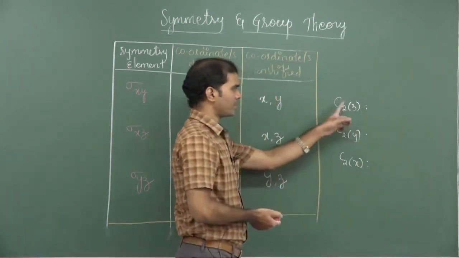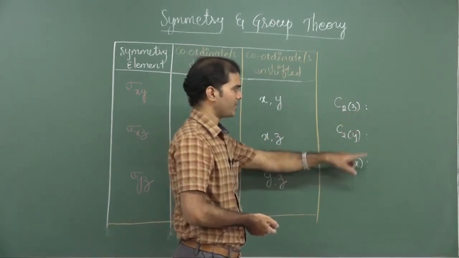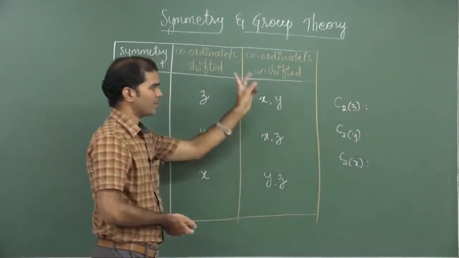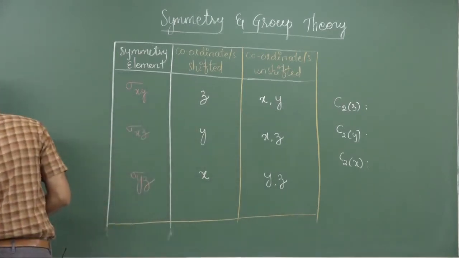Now C2, which is passing through z: z will not exchange, y will not exchange, x will not exchange, whereas the other coordinates will exchange. The plane is a little bit reverse to that of the rotation. So these are the two important tables which you have to remember.